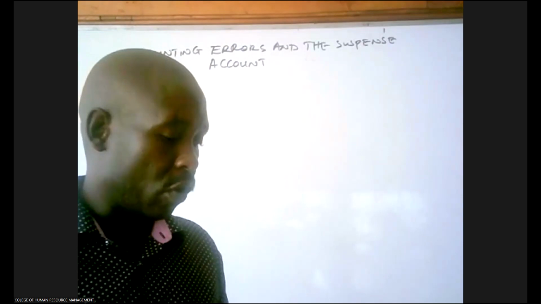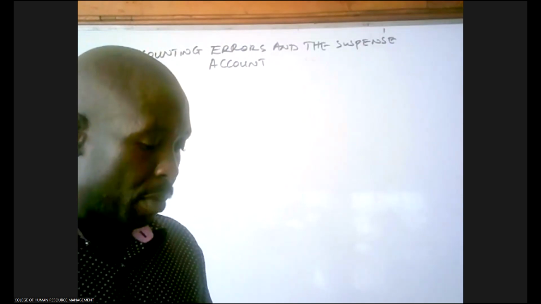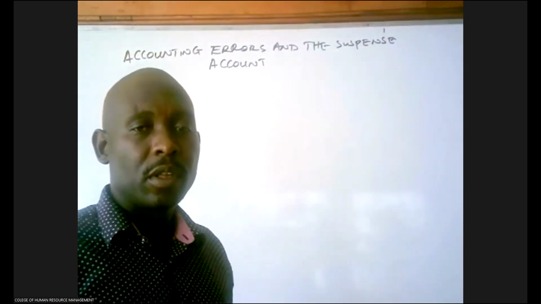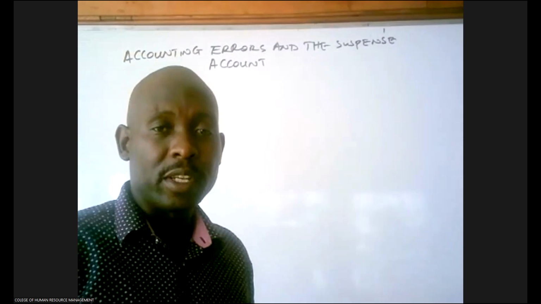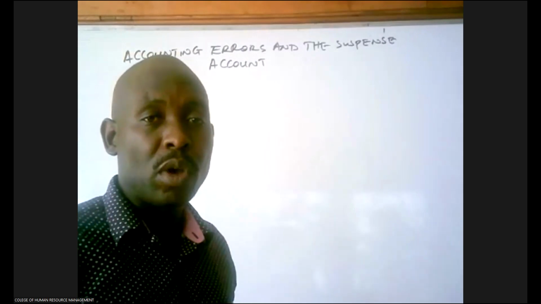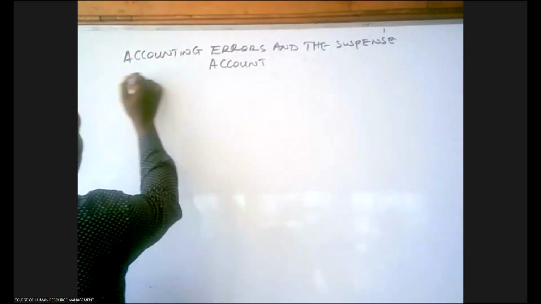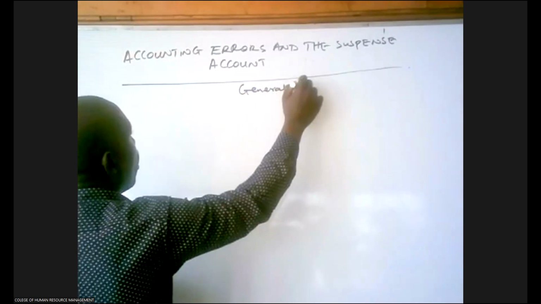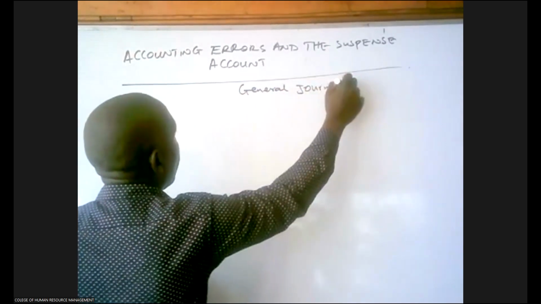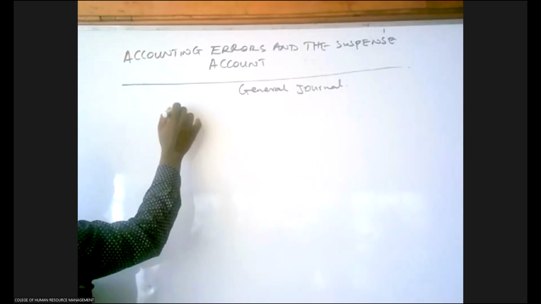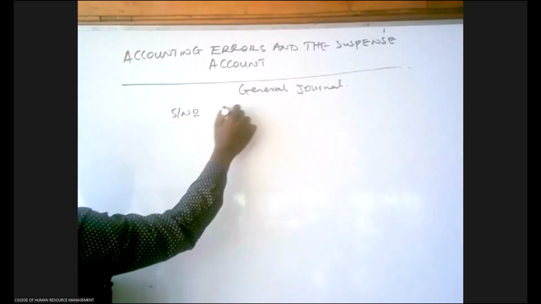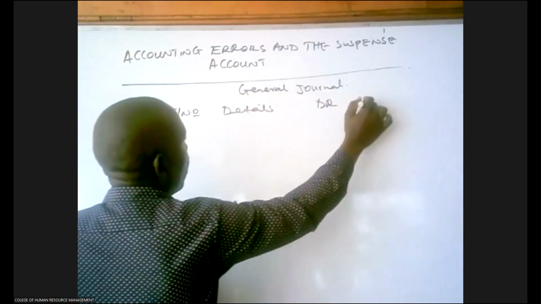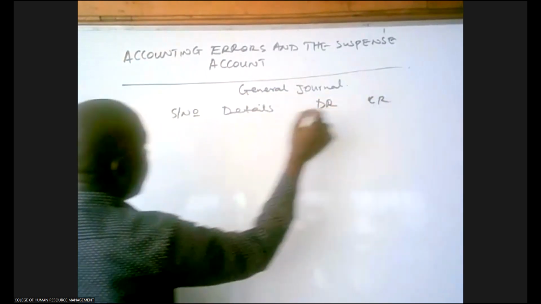So we go to the errors that were revealed. Number one, the sales day book was overcast by 10,000. Remember, these errors are supposed to be corrected in the general journal, so we are supposed to come up with the journal entries. So let us prepare our general journal. It should have the date, the serial number of that particular transaction, and the details, these are the accounts that will be affected, the debit entry and the credit entry.